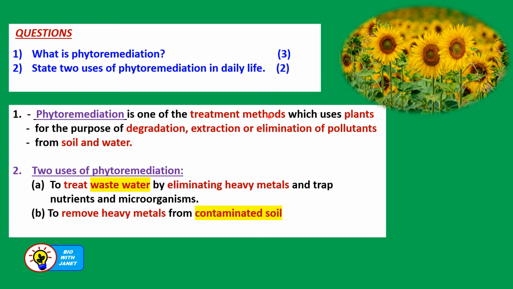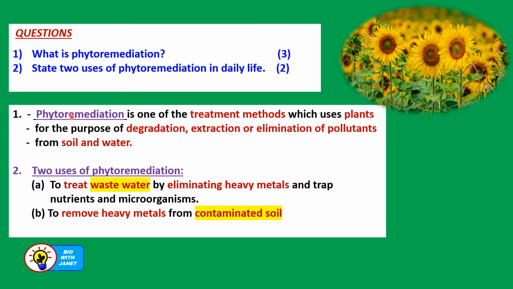Now, first of all, what is phytoremediation? Phytoremediation is one of the treatment methods which uses plants for the purpose of degradation, that means for the purpose of breaking down the pollutants, extraction to take out the pollutants from the soil water, and elimination to get rid of the pollutants from soil and water. So pollutants include also the heavy metals. Now that is the meaning of phytoremediation, okay, which we have to memorize.